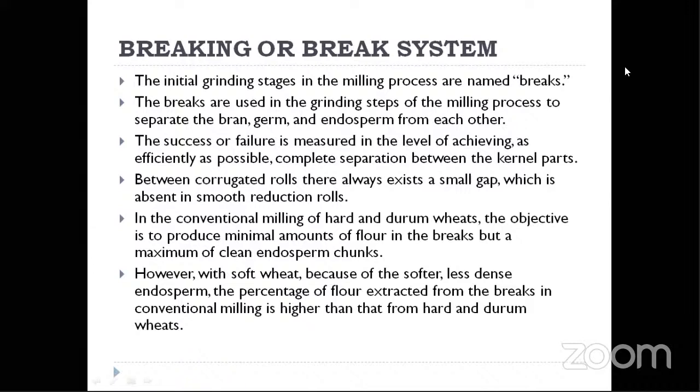So breaking or break system. As the name suggests, breaking means to break. So what we have to do is open the grain from the crease and scrape the endosperm. So that is breaking or the break system. In the mill, there are two types of systems present. One is the break system, which we can also call break rolls, and another one is the reducing rolls.